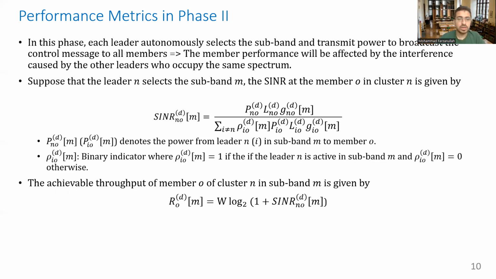Similarly, for phase 2, we can also write down the SINR, and in the case of phase 2, the interference would be from the other cluster leader to member links which are using the same subband. And similarly, we can use the SINR to calculate the rate for each of the cluster members.